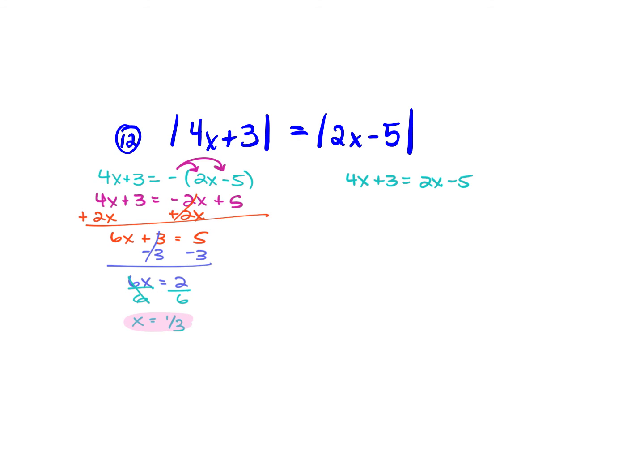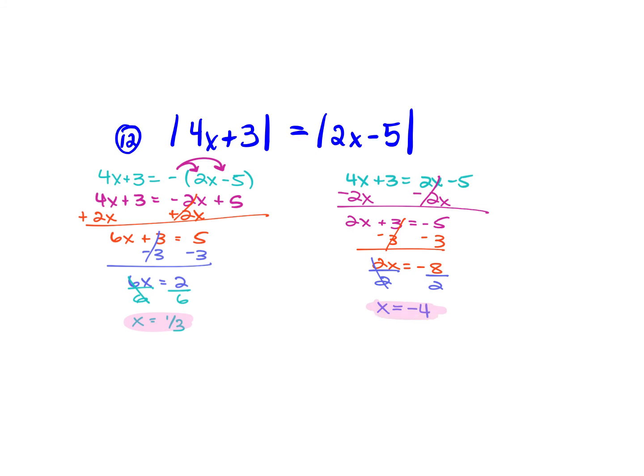For the 4x plus 3 is equal to 2x minus 5, I would subtract the 2x over. This gives us 2x plus 3 is equal to negative 5. Then I would subtract the 3 from each side to give us 2x is equal to negative 8. And then just divide each side by the 2 to get that x is negative 4. So your two solutions for this one are 1/3 and negative 4.